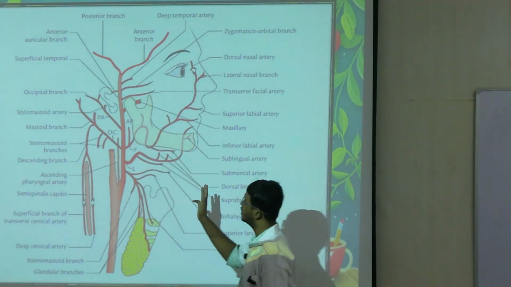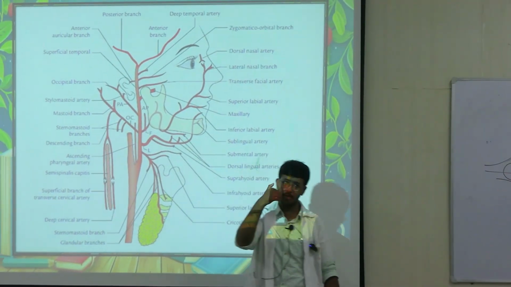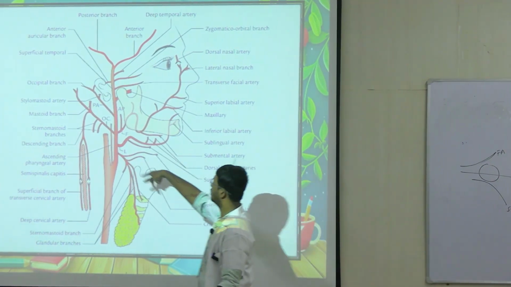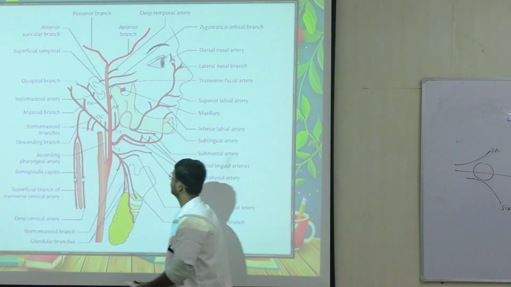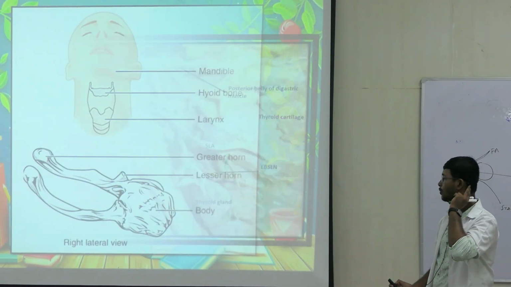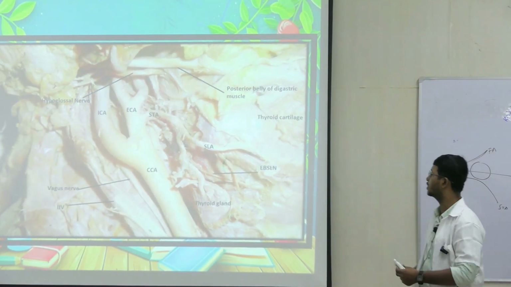Occipital artery will be present just opposite to your facial artery. So the facial artery was arising from the upper part of your greater cornu. So just opposite to it will be your occipital artery. So this is the facial artery, this is the occipital artery. It will be supplying a major portion of the back of the head. So this major portion will be supplied by your occipital artery.